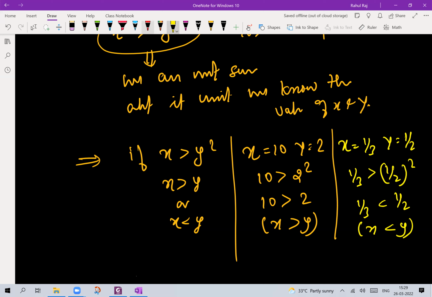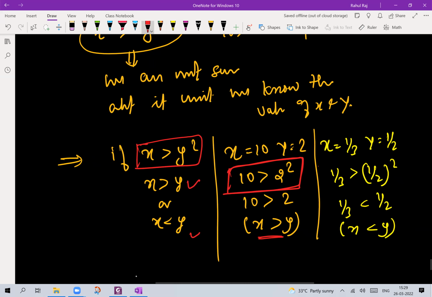Now what I'm trying to say here is that if x is greater than y square, x can be greater than y, x can be less than y. See here in this case, x is greater than y square, right? Yes. And x is greater than y? Yes. In this case, x is again greater than y square, but x is less than y. Please check.